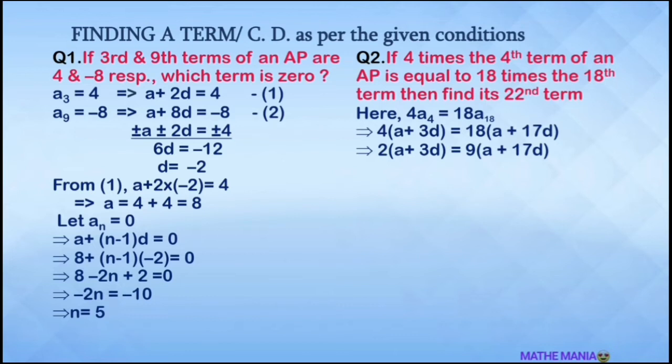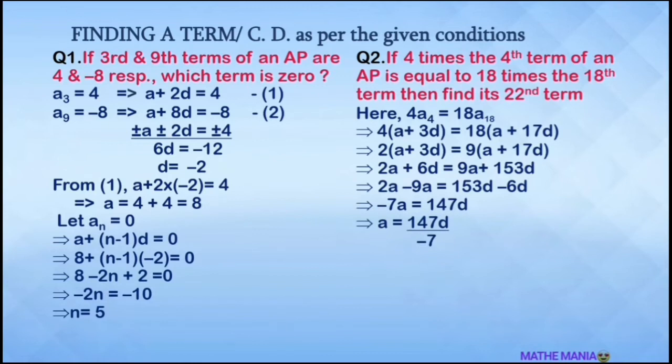Now open the brackets by multiplying the outer numbers with each term. So we get 2a plus 6d is equal to 9a plus 153d. Bringing terms from one side to the other and simplifying, we get minus 7a is equal to 147d, or a is equal to 147d upon minus 7, which is equal to minus 21d. Let's name this as equation number 1 because we are going to use it further.